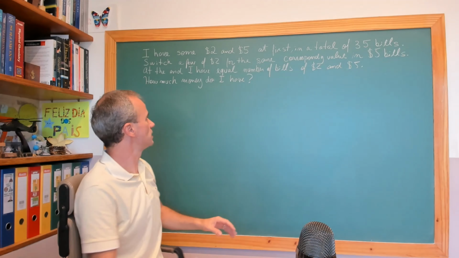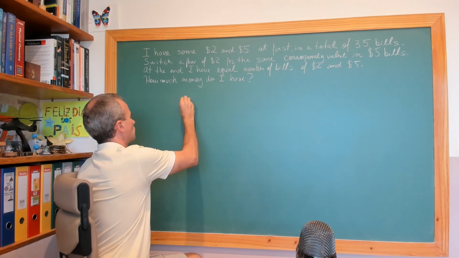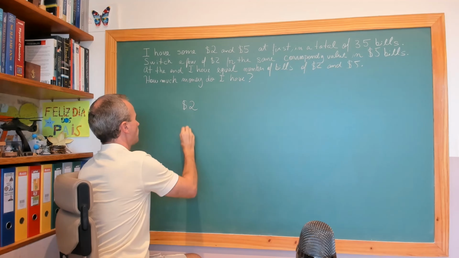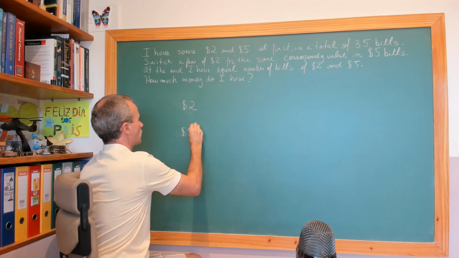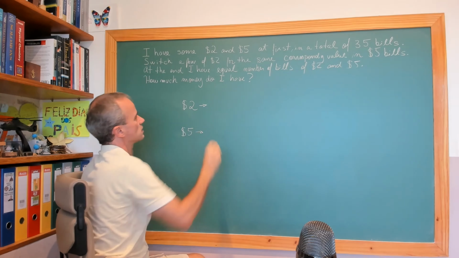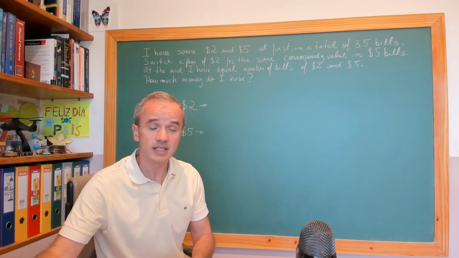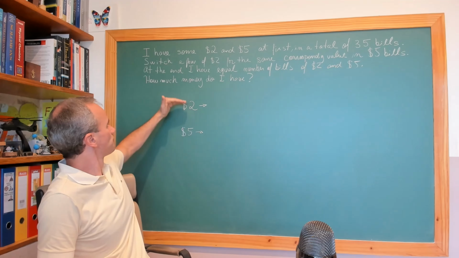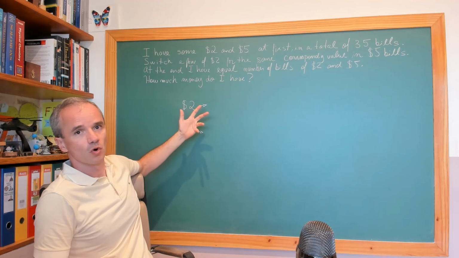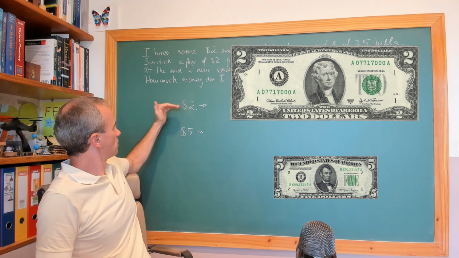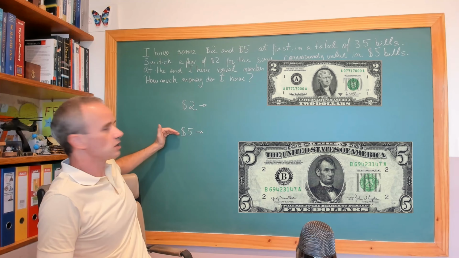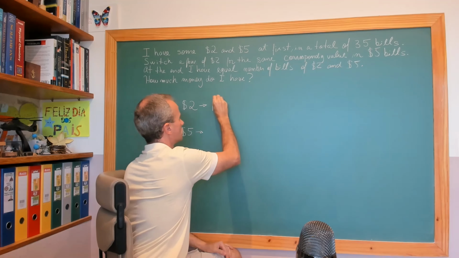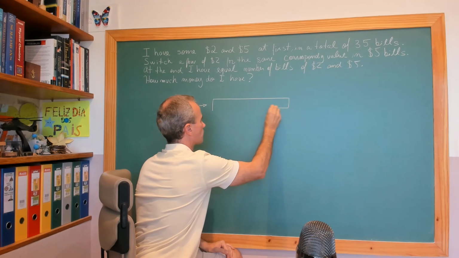In problems like this, we just go straight to drawing rectangles. This is going to be our $2 bills rectangle, and this is going to be our $5 bills rectangle. At first, the first thing we have to understand is which one we have more of: 2 or 5? We're going to decrease this amount and increase this one, so clearly I have more in here.